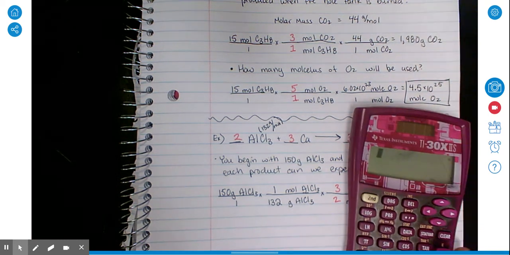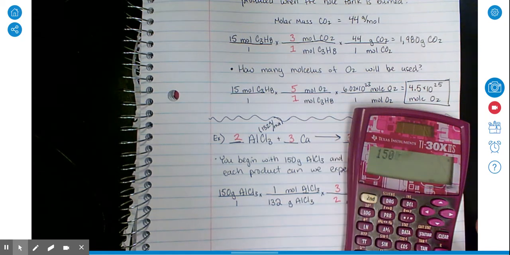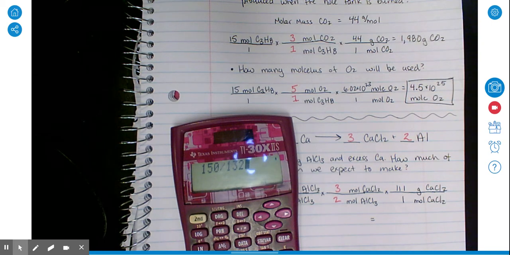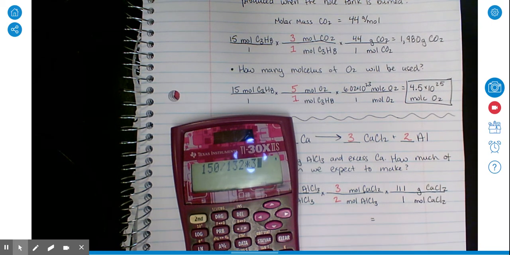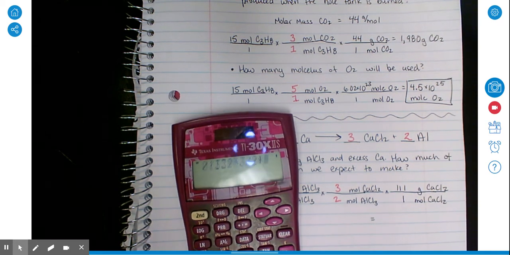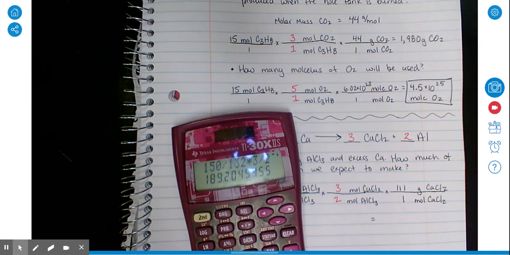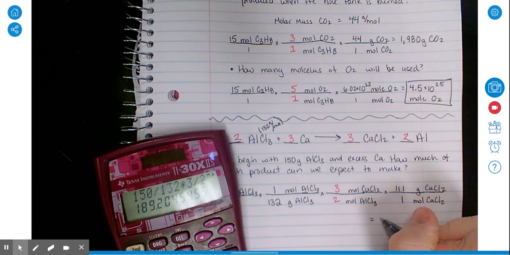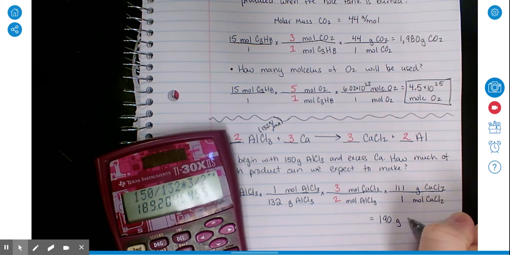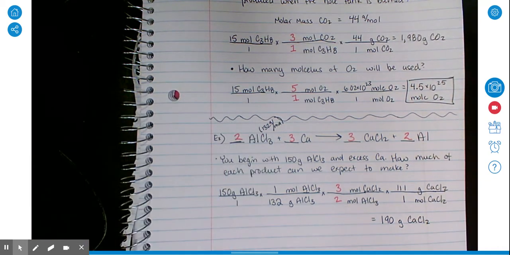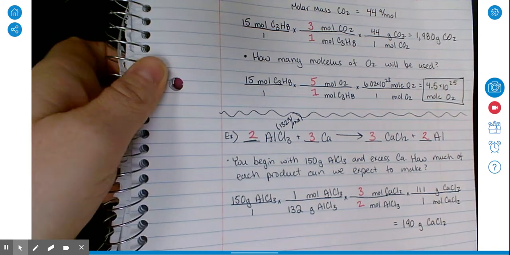Punch that all into a calculator. 150 divide 132. Now this is our first time with kind of a double fraction bar. Treat them like 2 different steps. Times 3, because it's on top, divide 2, because it's on bottom, times 111. And we end up with 189.2, rounding to 2 sig figs, or 190 grams of calcium chloride are going to be produced in this reaction if 150 grams of aluminum chloride are used.